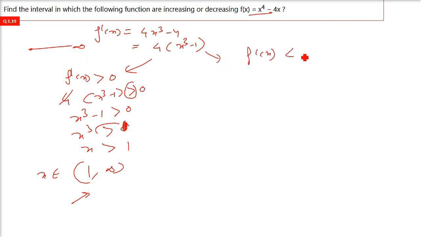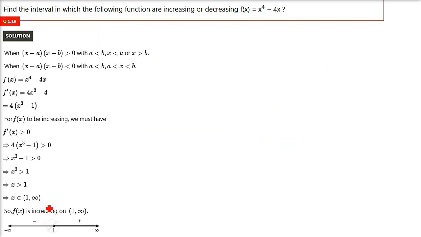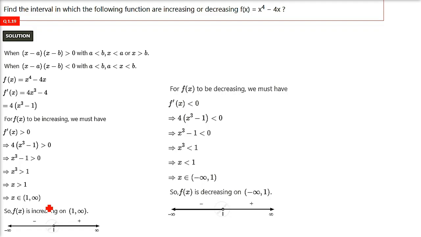How about decreasing? f dash x less than 0. 4 into x cube minus 1 should be less than 0. Divide both sides by 4. You'll get x cube minus 1 less than 0. So x cube is less than 1. Anything which is lower than 1 is simply negative infinity to 1. If it goes above 1, it is 1 to infinity. Lower than 1 is negative infinity to 1. So x cube is less than 1, that is, x belongs to negative infinity to 1. This is the solution and answer. But we need to know how to solve it also. So this is how you are going to solve it.